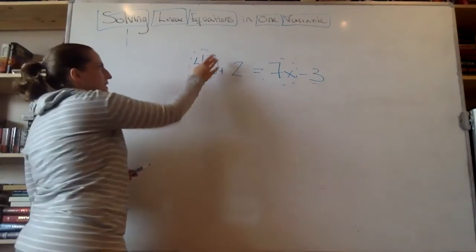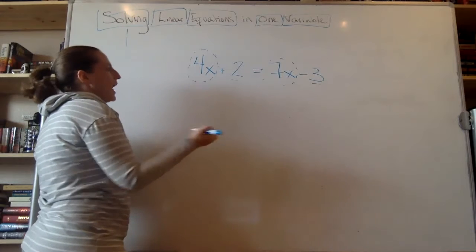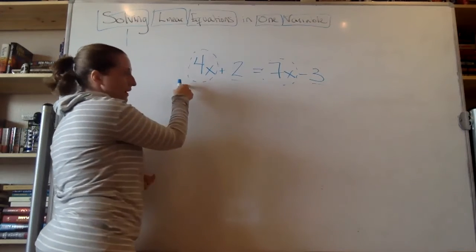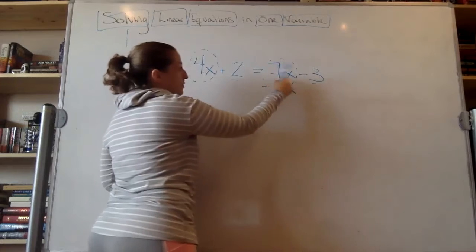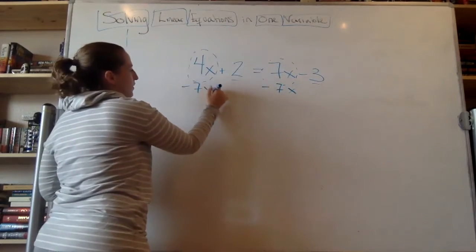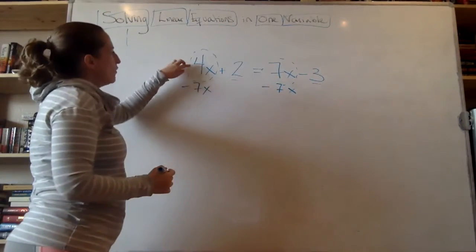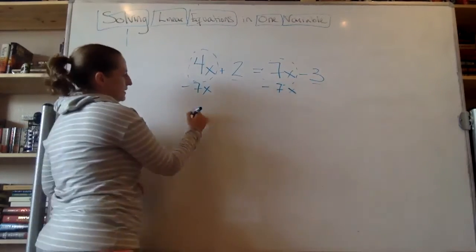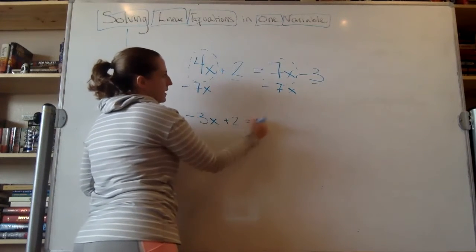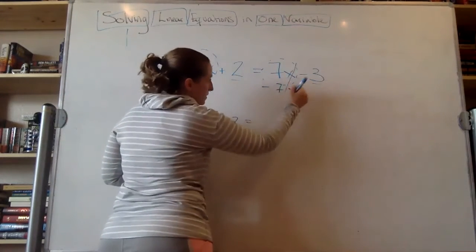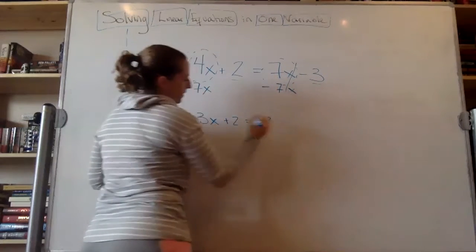So I'm going to take a series of steps in order to do that. I'm going to move my x's over here. There's really no reason why, just habit. So I'm going to subtract 7x from both sides of this equation. 4x minus 7x leaves me with negative 3x. I still have this plus 2. 7x minus 7x cancels, and I just have a negative 3 on the other side.